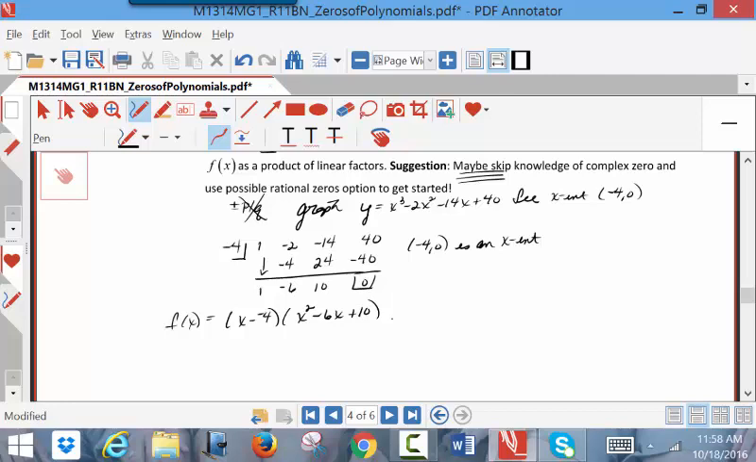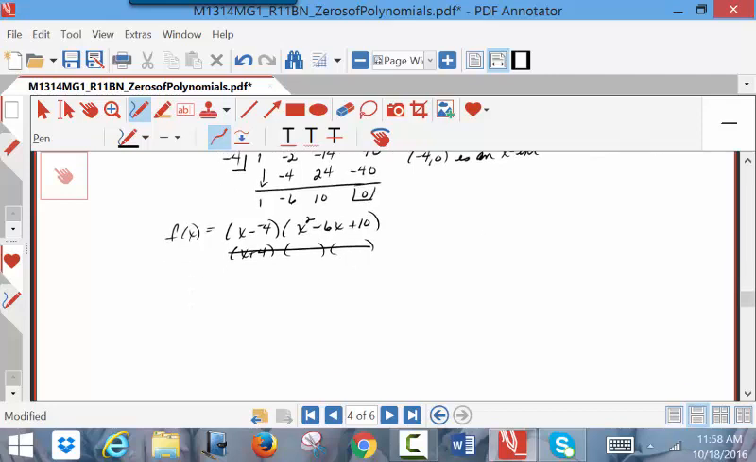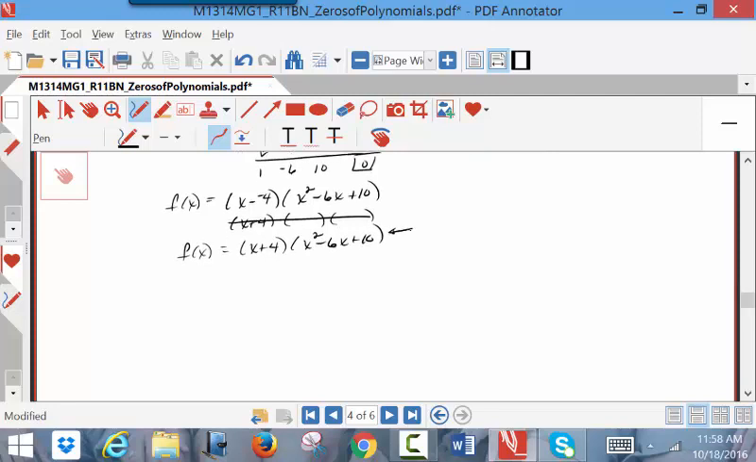Now, is this x squared minus 6x plus 10 going to factor? No. This sucker is prime. So I can't do this. All right, whatever. So what I do have is it factored to the x plus 4 times x squared minus 6x plus 10. So to find the actual zeros, this is as good as it's going to get in the factored form. It's factored. It's not going to factor any further. But to get my zeros, as before, I set each one of these factors equal to 0.